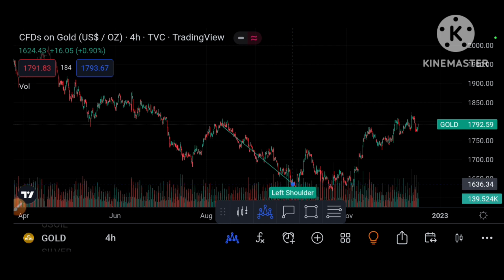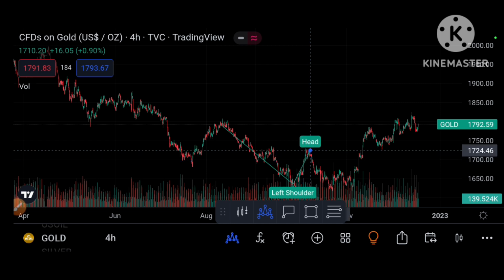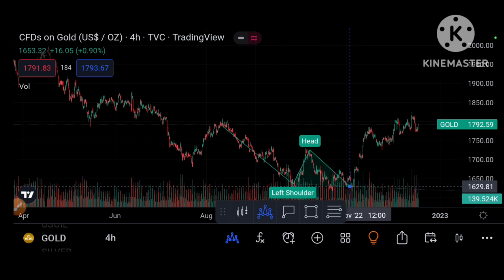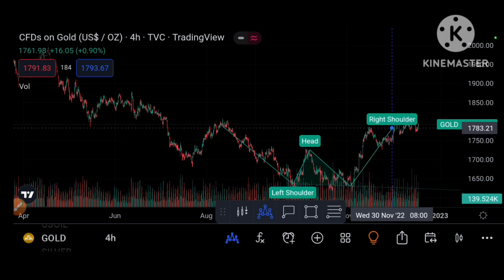and then this right here would be the left. This would be the bottom shoulder, or the top shoulder of the pattern. And this would be the head, and this right here would be the other shoulder, the right shoulder. Then this.